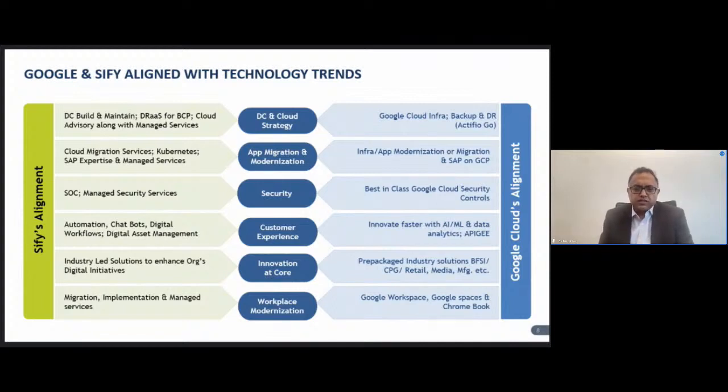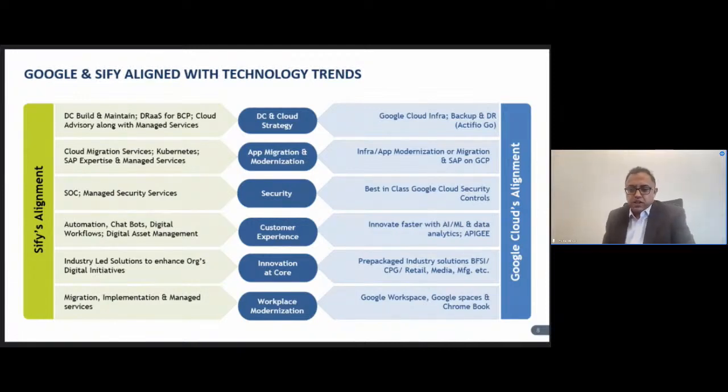Innovation at the core is an industry-led discussion. In manufacturing, it is CPG, a different discussion. Retail is a different discussion. That's where our experience of the last 3 decades helps us bring the right SMEs who can discuss at the architecture level along with Google to build the right architecture, so that those industry-led services can be jointly brought in.